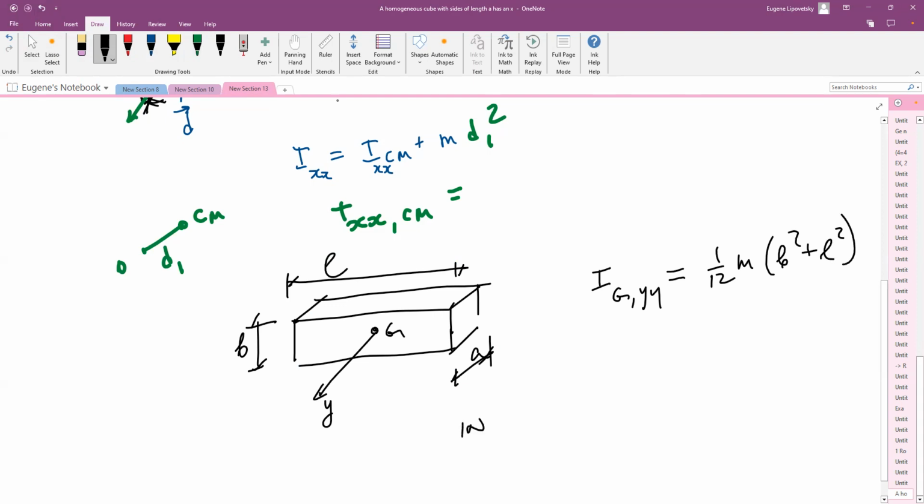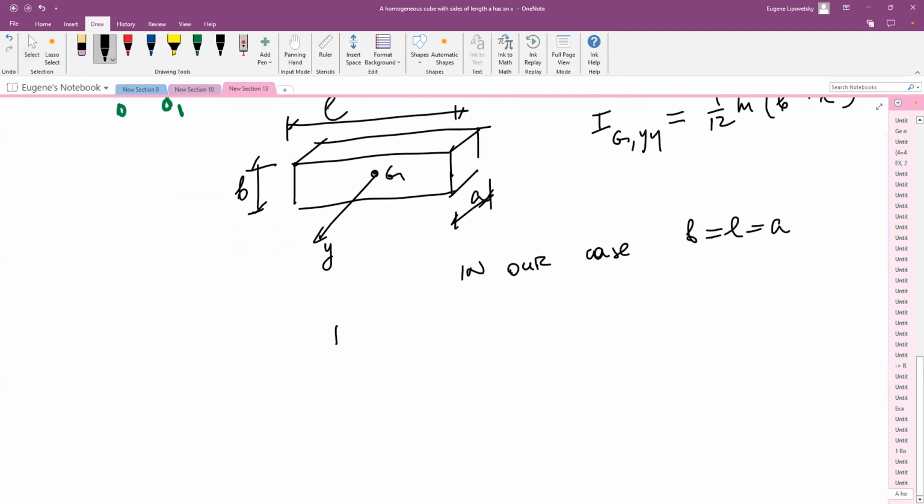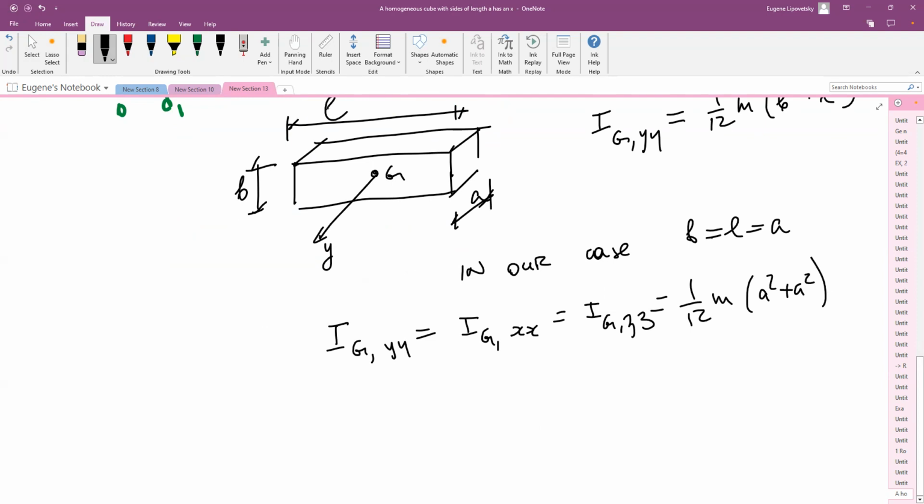In our case, we have B equals L equals A. So the moment of inertia about center of mass, I_G about YY equals I_G about XX equals I_G about ZZ equals 1/12 of M times A squared plus A squared. That's going to be M A squared over 6. That's about center of mass.